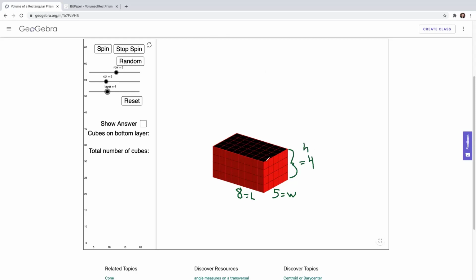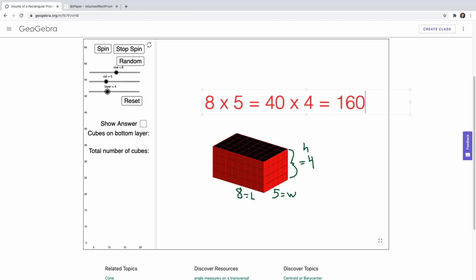So to find the amount of space that my rectangular prism takes up, or the volume of my rectangular prism, I have an 8 by 5 rectangle on the bottom. So the area of that rectangle, I would calculate 8 times 5, for the length times the width, and that is 40. And then I have 4 of those layers of that bottom rectangle. So I'm going to multiply 40 by 4. And that gets me to 160.